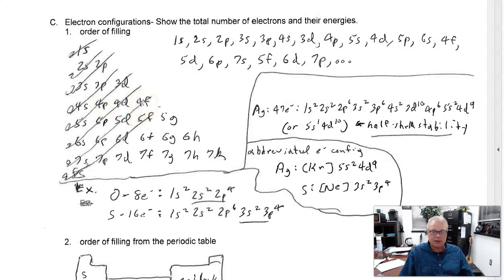2, 6, 10, 14. 2 plus 6 is 8. 8 and 10 is 18. 18 and 14 is 32 electrons in the fourth energy shell. We'll take care of that in post-edit, I guess.